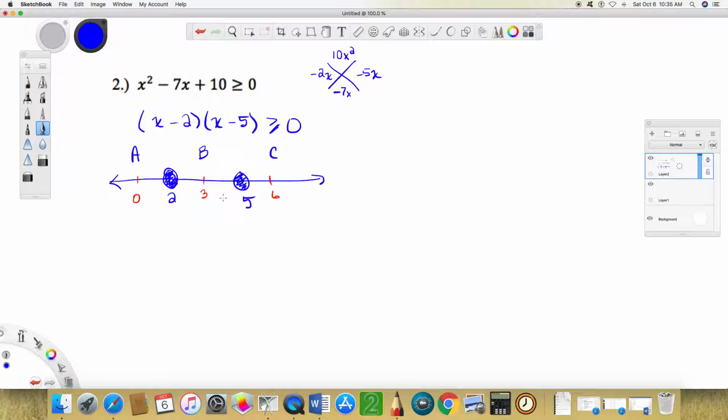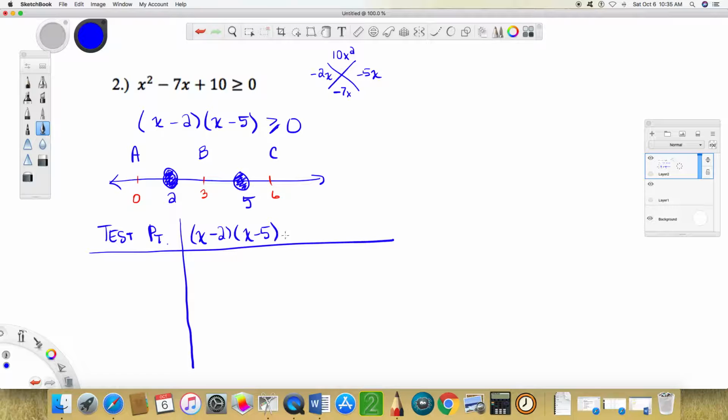Now I'm going to organize this information in a table where in this column I just label it region or test point. In this middle column, I can use the original inequality or the factored form. And in my last column, I can just refer to it as my truth column. It's telling me to shade or not to shade each region.